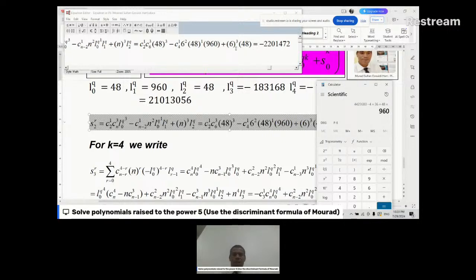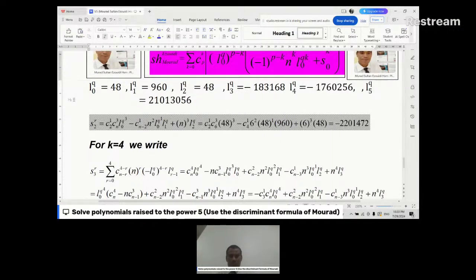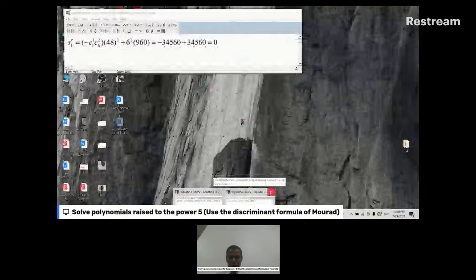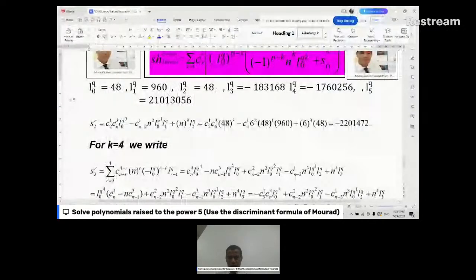Then plus 6 cubed times 48. 6 cubed means 216 times 48. This one has to be equal to what, learners? Equal to negative 2,201,472. Okay, I'll close this.